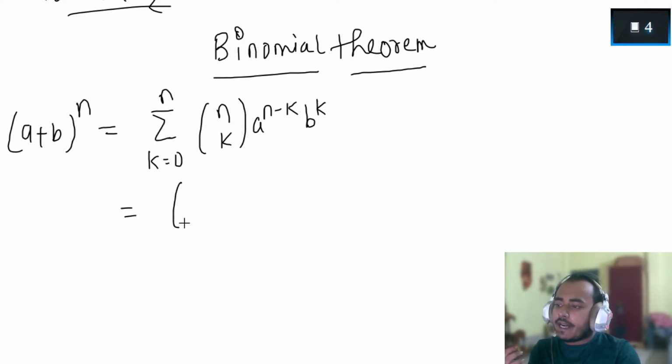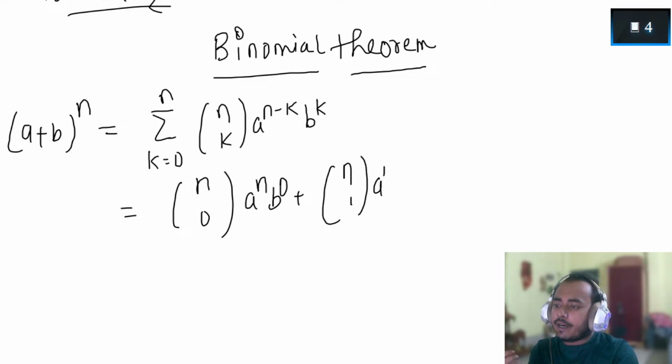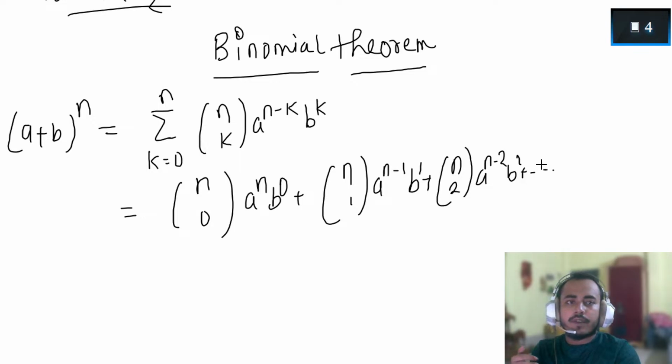So if you were to expand it, this would look something like this. N choose 0, a to the power n, b to the power 0, plus n choose 1, a to the power n minus 1, b to the power 1, plus n choose 2, a to the power n minus 2 into b squared, and so on. So something like this is what we will have from the binomial theorem itself.